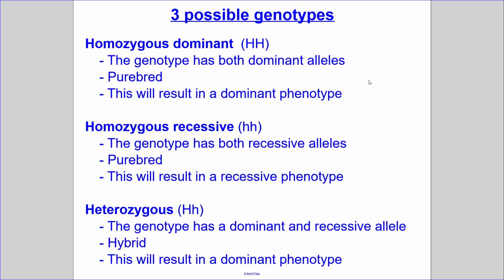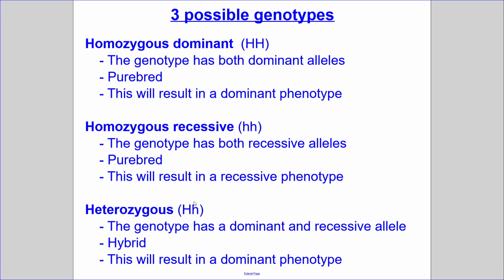There are 3 possible genotypes, as we just showed. So when we use the letter H as our example, when it was 2 uppercase H's, we call this homozygous dominant. This means that the genotype has both dominant alleles. Sometimes this is referred to as a purebred, and this will result in a dominant phenotype. A homozygous recessive genotype is when you inherit 2 lowercase alleles. So this genotype has both recessive alleles, and that is also considered purebred, although these terms are kind of getting outdated. This will result in a recessive phenotype.